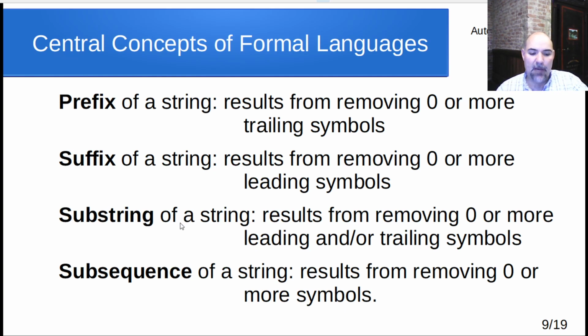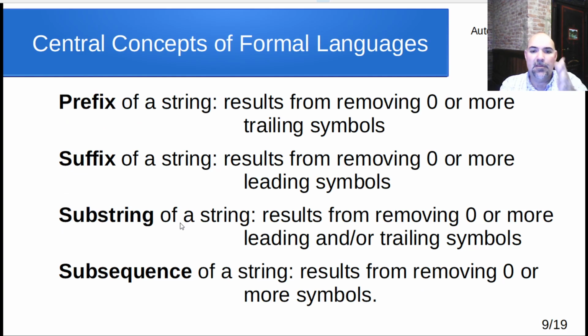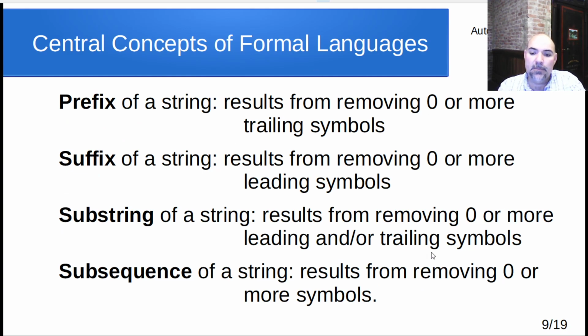All right, now there's one more version of these prefix, suffix, substring, and subsequence things that we should be concerned with, and that is the proper version of those. A proper prefix, proper suffix, proper substring, proper subsequence. And those are the same as the normal version. In other words, we're still removing symbols from the end or the beginning, or the end and the beginning and the middle. The only difference between those is that we have to remove at least one. In other words, it's not 0 or more, it becomes 1 or more.